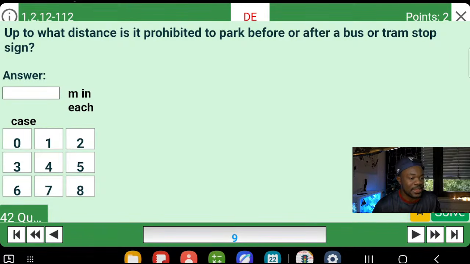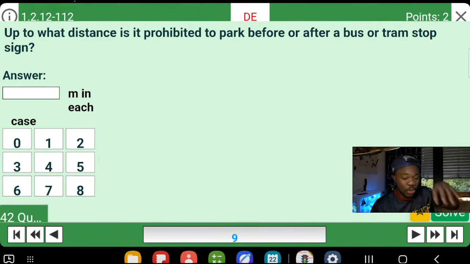Up to what distance is it prohibited to park before or after a bus or tram stop sign? So you see a bus or a tram stop sign, you want to park. How much distance must you keep? What's the minimum distance you must keep if you want to park or stop in front of a bus or tram stop sign?